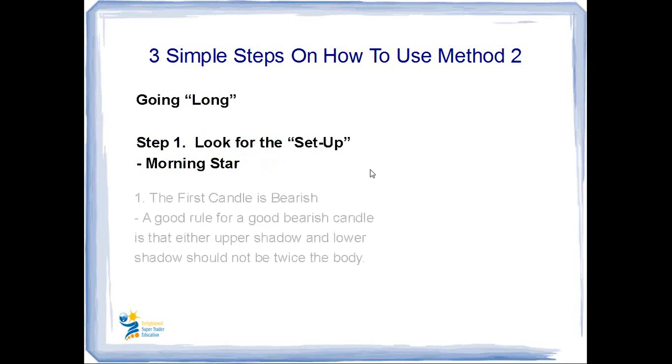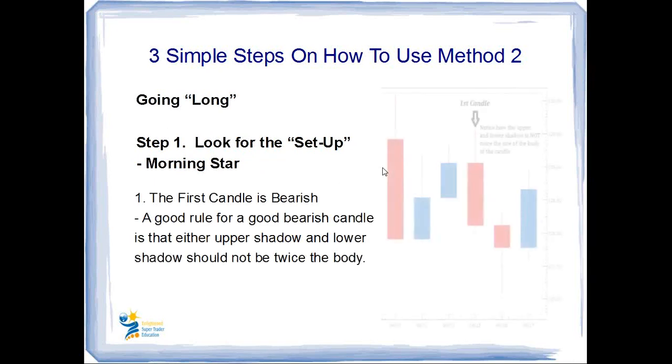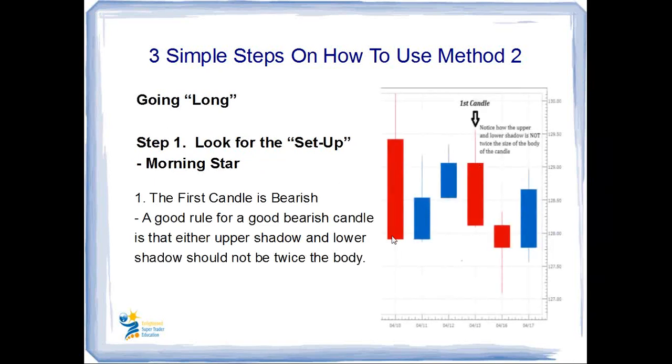All right, here we go. So going long, the first candle has to be a bearish candle. And notice through here how the upper and lower shadows are not twice the size of the body of the candle. As long as the shadow is not longer than the body, then that should be fine according to the candlestick description. Okay.